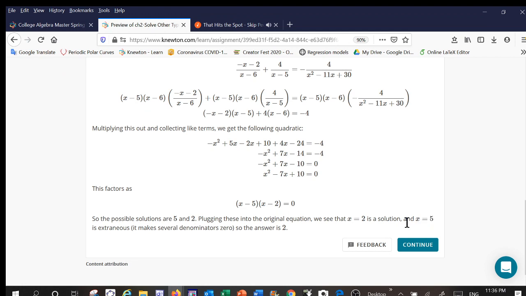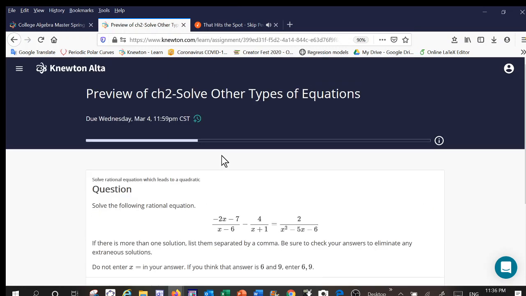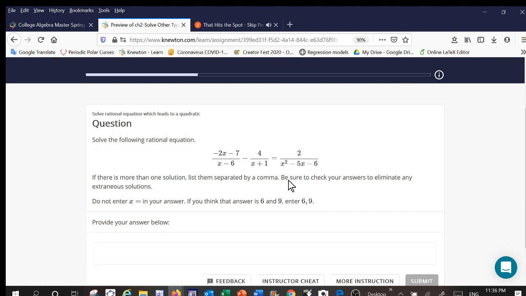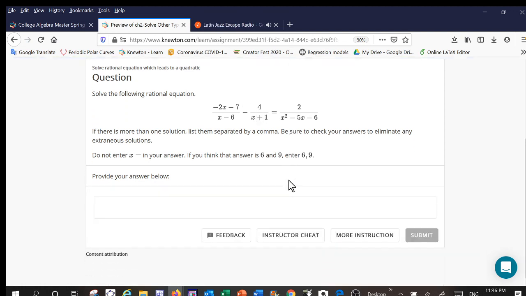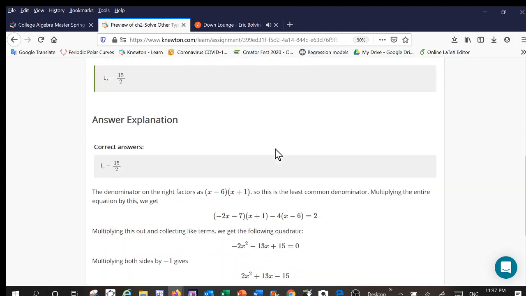We're not going to consider that to be a solution. So the only solution is 2. That makes sense. The other one makes the denominator 0. All right. So again, this is a rational equation similar to the one we just did. You factor them and turn them into an equation, and as you see here, let me show you again.